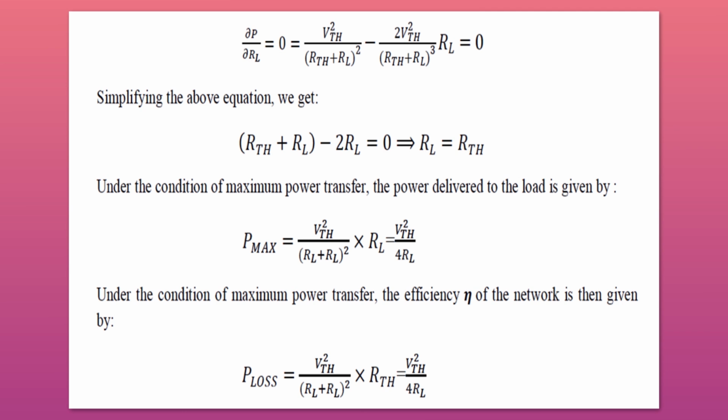After solving the equation, you will find RTH plus RL minus 2RL is equal to 0. So you can write RTH plus RL is equal to 2RL, or RTH is equal to 2RL minus RL, or you can say RL is equal to RTH. So this is the condition when maximum power will be transferred from source to load.